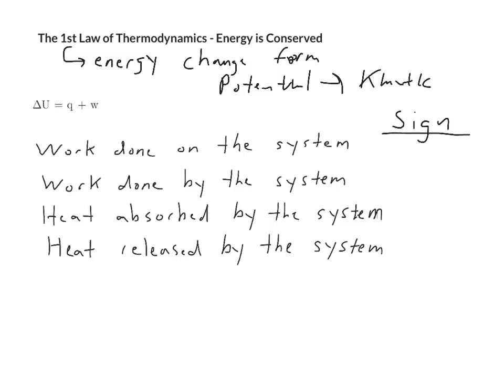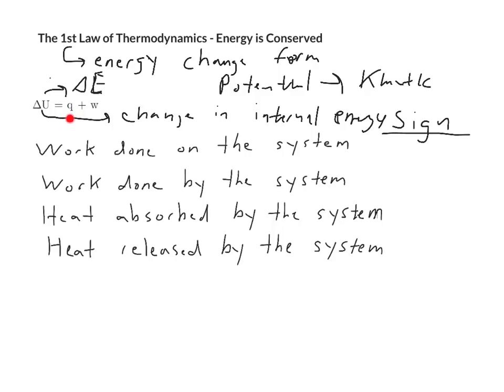Mathematically, a form of the first law of thermodynamics is this equation: delta U, where delta U is the change in internal energy. Sometimes you'll see that written as delta E. Just be aware of that. But change in internal energy can be either delta U or delta E. And Q is heat. So heat is a concept that you're probably familiar with. And W is work. So work.